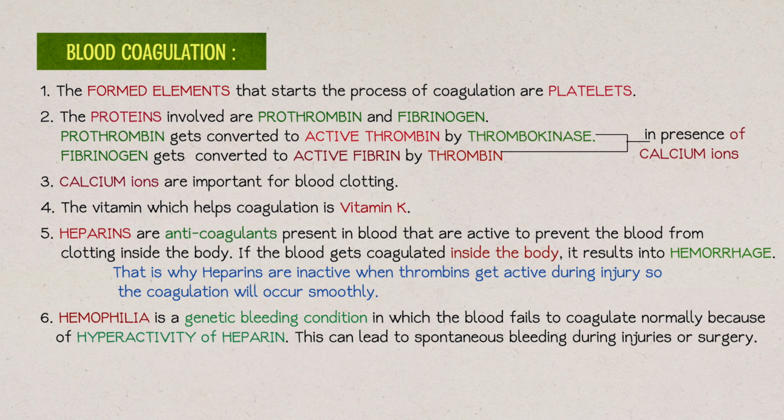Heparins are anticoagulants present in blood that are active to prevent the blood from clotting inside the body. If the blood gets coagulated inside the body, it results into hemorrhage. That is why heparins are inactive when thrombins get active during injury, so that coagulation will occur smoothly. Hemophilia is a genetic bleeding condition in which the blood fails to coagulate normally because of hyperactivity of heparin. This can lead to spontaneous bleeding during injuries or surgery.